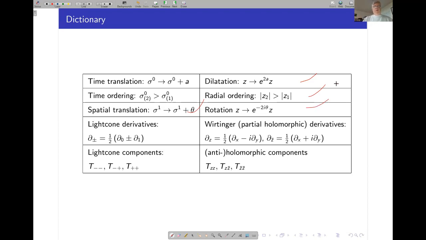And if you go through derivatives and tensor components, the lightcone derivatives become the so-called Wirtinger or partial holomorphic derivatives, which are complex linear combinations of x and y, where x and y are the real and imaginary part of z. And if you use this to rewrite tensor components, then lightcone components of tensors, as an example here, the energy momentum tensor, become holomorphic or anti-holomorphic components, which are labeled by z and z bar.